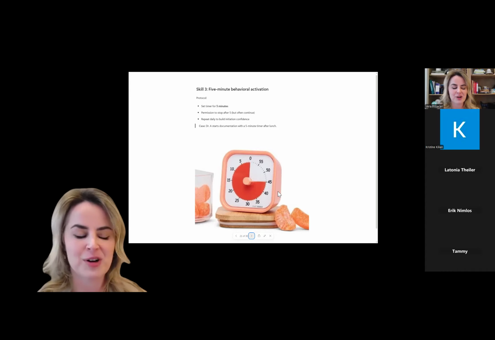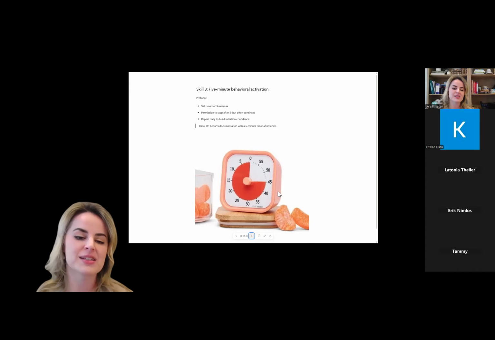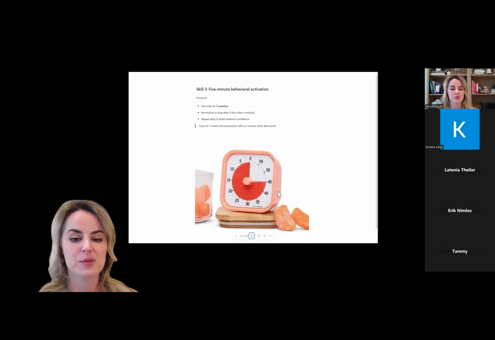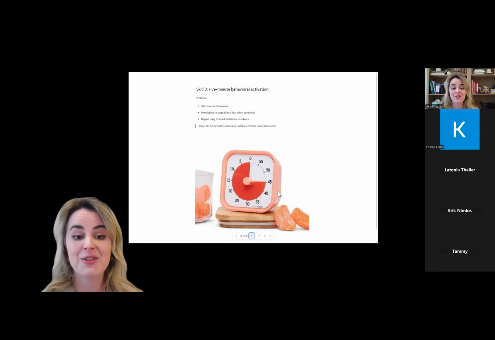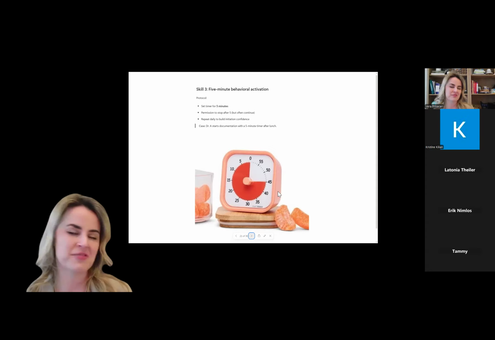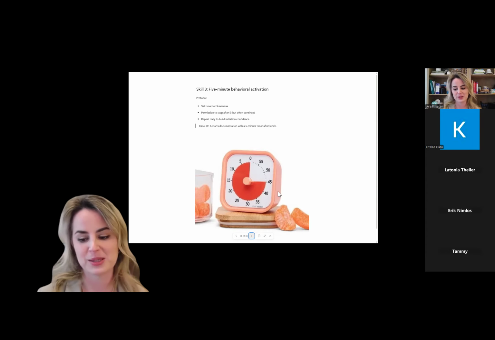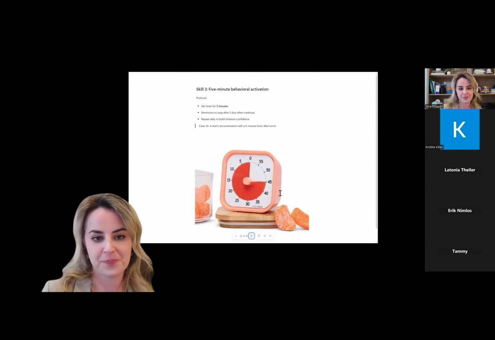Tracking along with our case that we have been discussing, Dr. A now starts her documentation with just a 5 minute timer after lunch. And that seems a lot more feasible. And guess what? Gets her started. Now, if you continue past those 5 minutes, love it. Keep going. You got that momentum, but don't wait for the motivation.